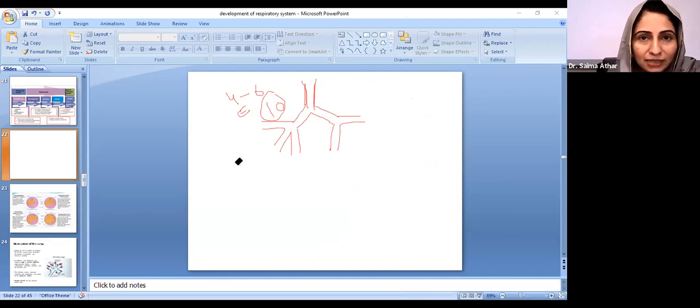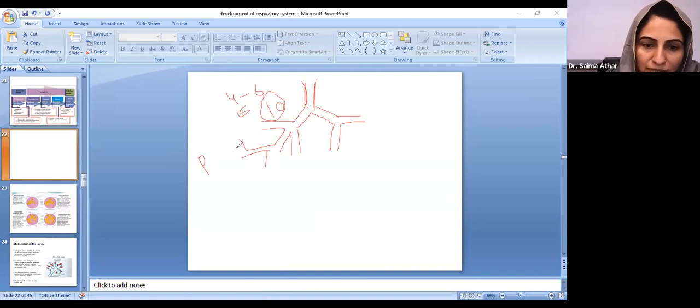Now comes the development of the epithelium and further bronchopulmonary segments. This is known as the pseudoglandular period. I'm just writing P. What is happening in the pseudoglandular period? The bronchopulmonary segments keep on dividing, ultimately till the terminal bronchioles are formed. This period is usually 5 to 17 weeks, but for ease of remembering, we say 6 till 16 weeks.